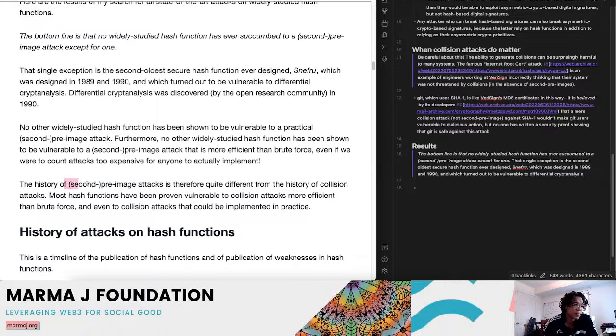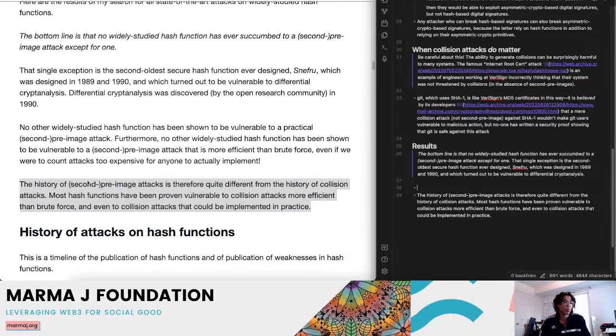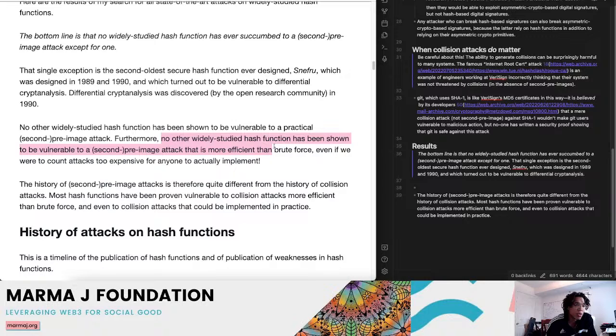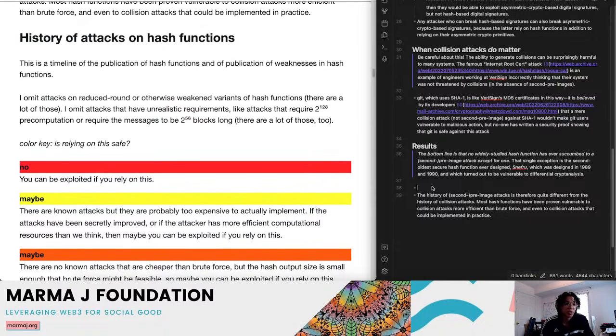Cool. The history of second pre-image attacks is therefore quite different from the history of collision attacks. Most hash functions have been proven vulnerable to collision attacks more efficient than brute force, and even to collision attacks that could be implemented in practice. Okay, I'll just take this down, honestly, and then maybe I can try to take a note for that first point here. But, I mean, no other has been shown to be vulnerable. It's just cool stuff, but pretty straightforward, actually. So, not going to take it down.